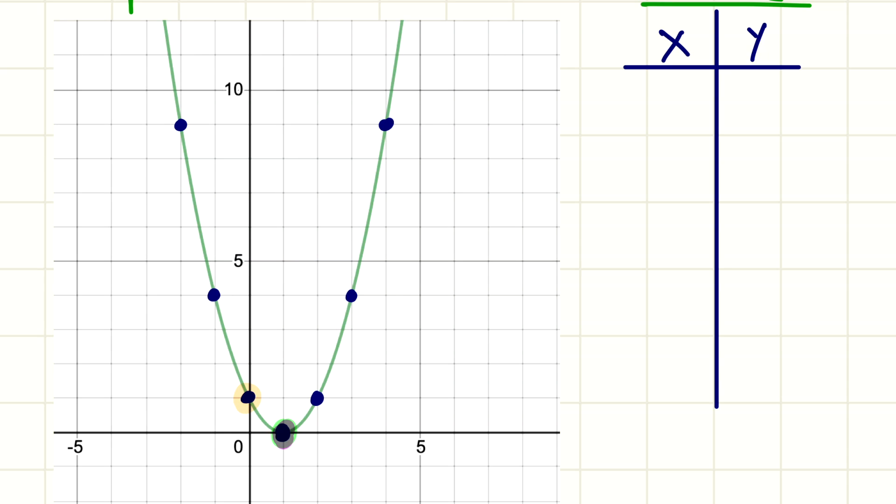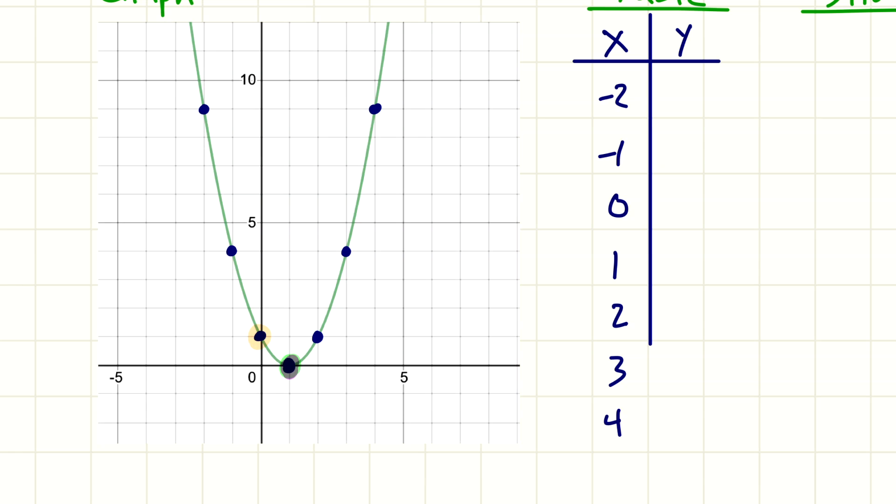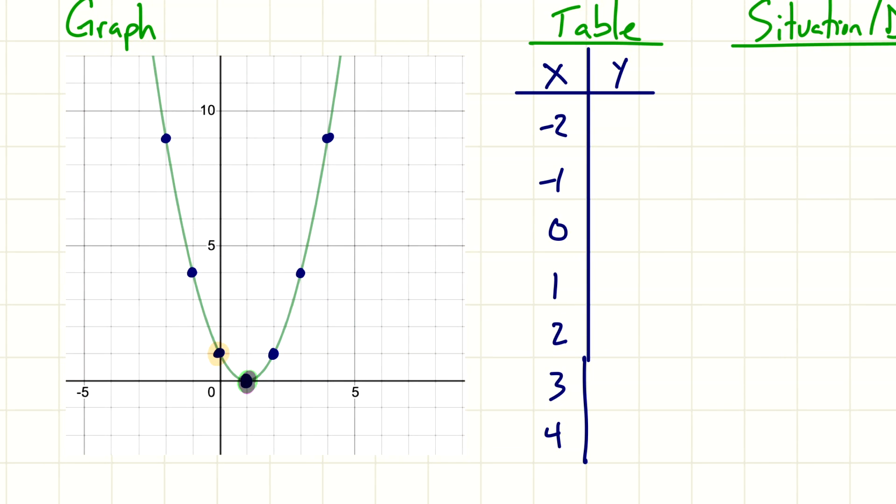So I need my x values. I always start left to right, so this point is going to be at -2. So -2, -1, 0. I'm going to start by writing those out: -2, -1, 0, 1, 2, 3, and then maybe I'll just add 4 to that. Make my table a little bit bigger. You'll notice we don't have to plug any numbers in here. All we're doing is copying from the graph.